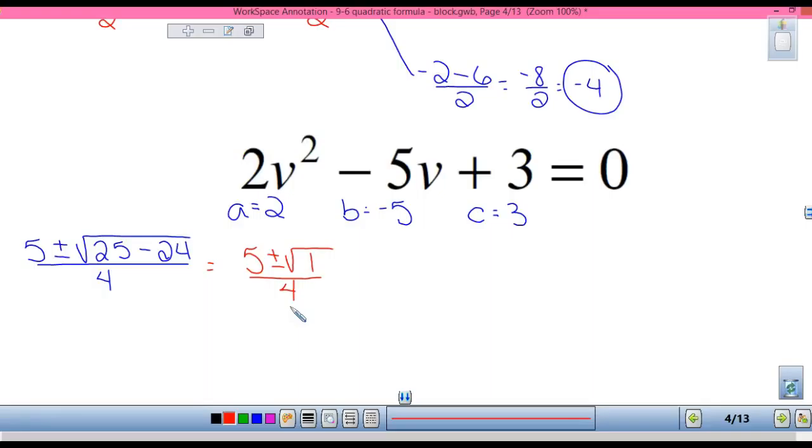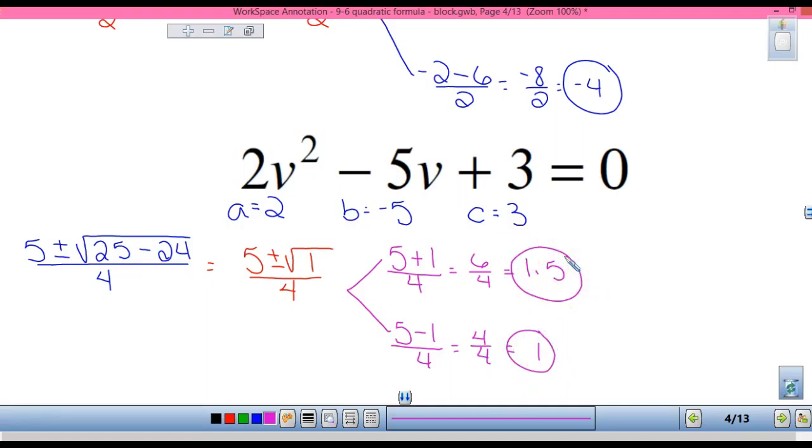At this point, what am I going to do? I'm going to split this into 2 equations. So 5 plus, what's the square root of 1? 1 divided by 4, and 5 minus 1 divided by 4. So 5 plus 1? 6 over 4 gives me 1.5. 5 minus 1 over 4 is 1. So 1 and 1.5 are my answers.